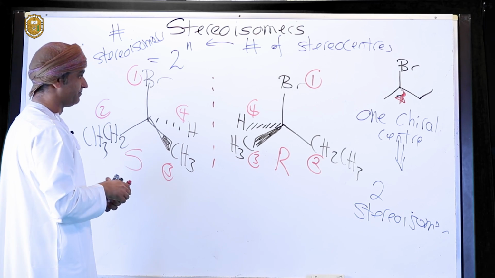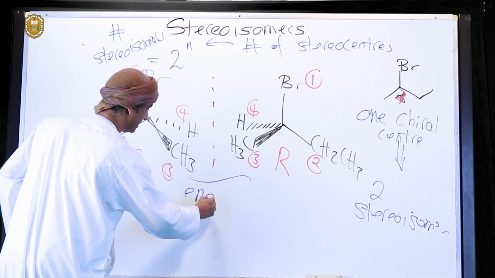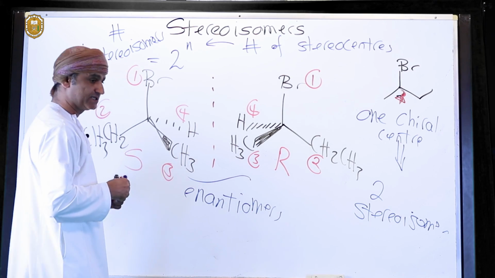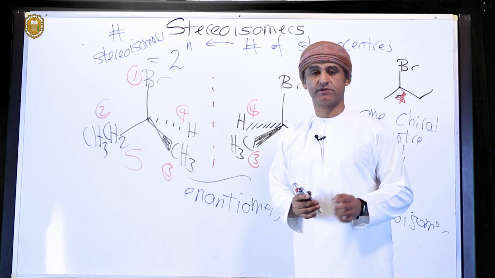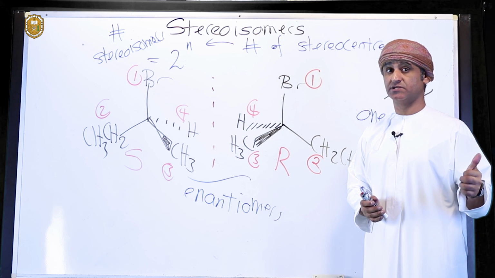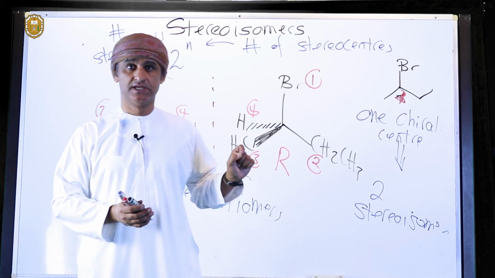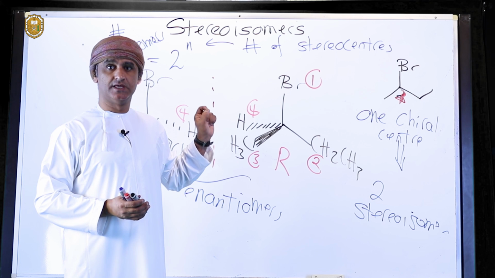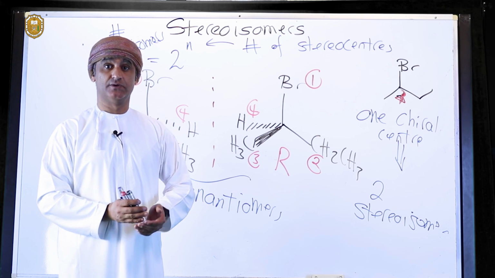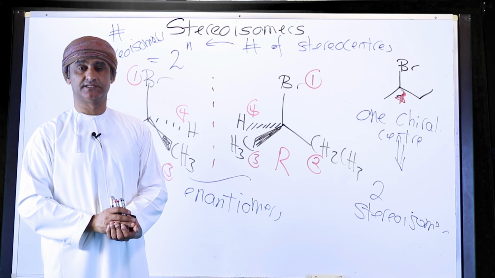So that's actually good. Remember, there are two stereoisomers, and the two stereoisomers are a pair of enantiomers. That's because they are non-superimposable mirror images. So if there is one chiral center, then the number of stereoisomers is 2, and these 2 stereoisomers must be mirror images that are non-superimposable, and therefore they must be enantiomers. We will take other examples where there is more than one chiral center shortly.